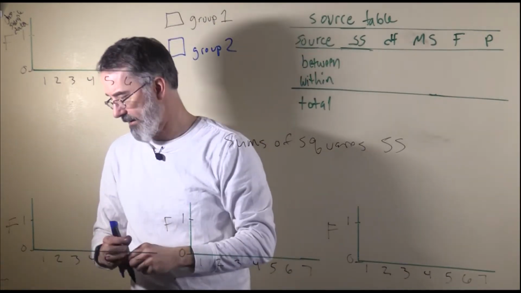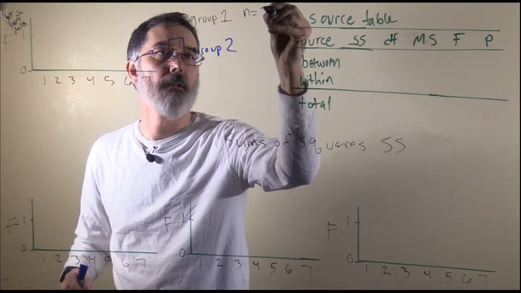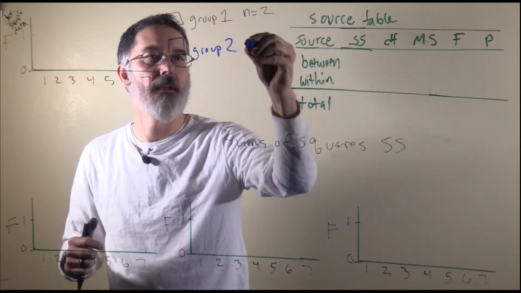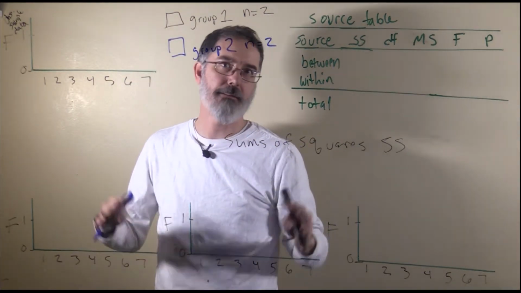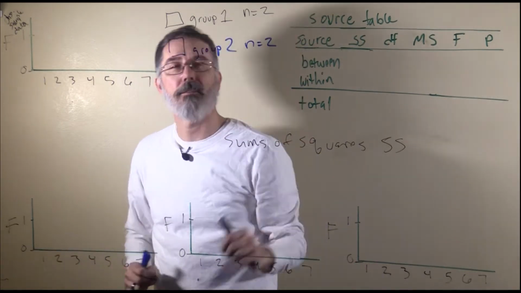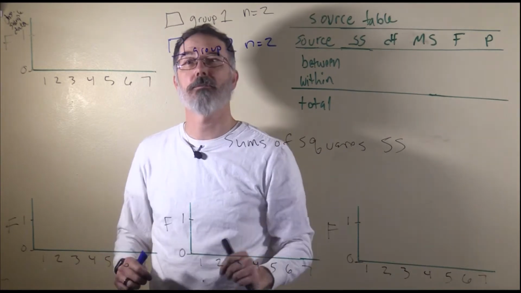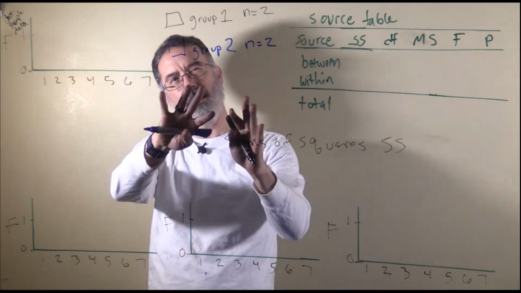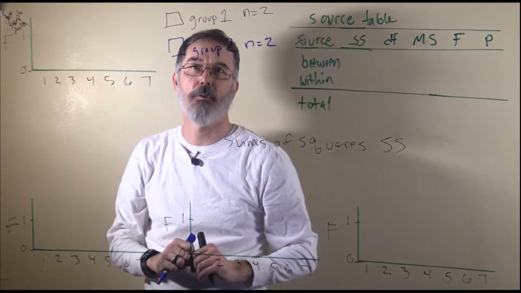And for each group, I'm actually only going to have 2 people. So there's going to be n equals 2 for both. And the reason I'm doing that is the sums of squares approach is computationally intensive. So I'm just going to have a small number of data points to work with so that we don't have to spend a lot of time just going through the calculations. And also, when you have fewer data points, it's easier to visually understand what's happening.